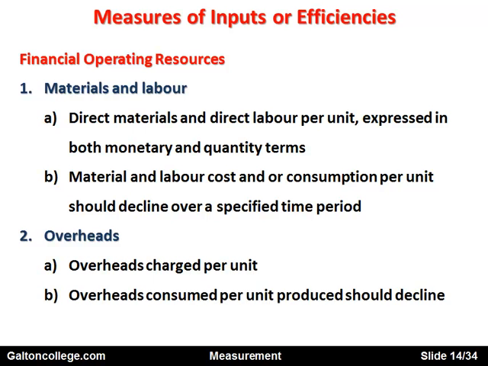But the overheads consumed per unit should decline as time goes by. It should be the case. The company should get more efficient, and as it gets more efficient, output increases. The overhead remains the same. So still the factory unit, which now the factory is producing more. So output has increased, inputs have remained the same. So efficiency has gone up.